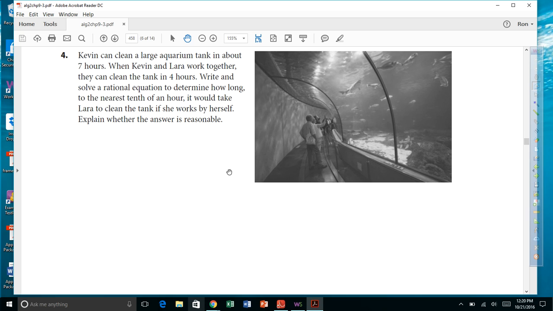Kevin can clean a large aquarium tank in about 7 hours. When Kevin and Laura work together, they can clean the tank in 4 hours. Write and solve a rational equation to determine how long, to the nearest tenth of an hour, it would take Laura to clean the tank if she works by herself. Explain whether the answer is reasonable.